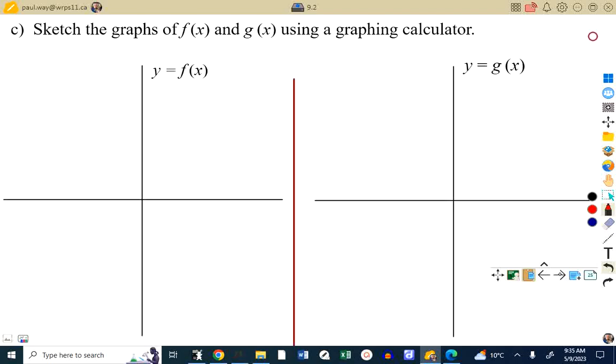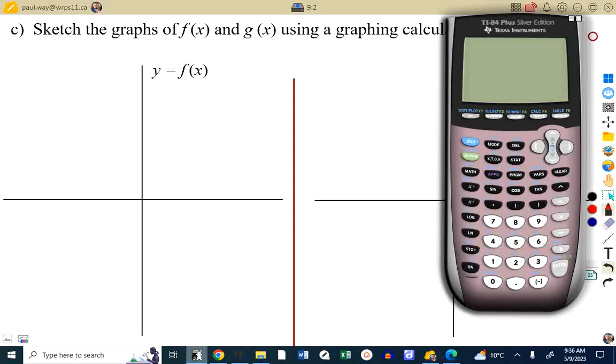Sketch the graphs of these using a graphing calculator. So our goal here is not to learn how to sketch these functions on paper. It's simply to learn from looking at the graphs what's going on.